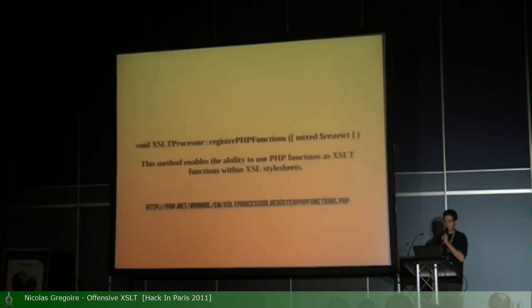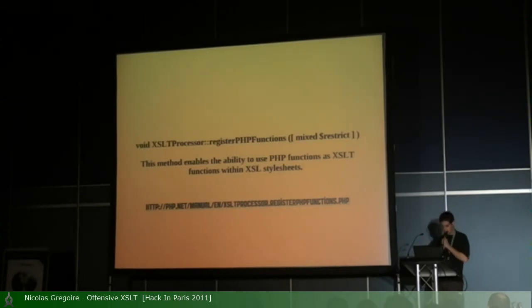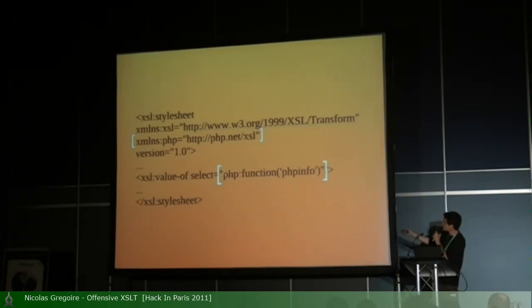You have a very nice function, registerPHPFunctions, which is documented, and it allows you to call a PHP function from an XSLT XSL style sheet. So it's really great. And you have this kind of transformation. We just map a namespace to PHP. It could be any value. And then we call our namespace with function and your PHP code directly. So here it's phpinfo. It could be, of course, exec, system, whatever.